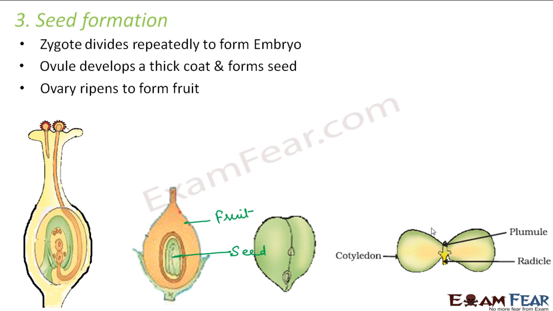And if you look at the structure inside the seed, it will have a small plumule which will later become the shoot. It will have a small radicle which will later become the roots, and it will have the cotyledons which will decide the structure of the leaves of the plant. So this is how seed formation takes place.